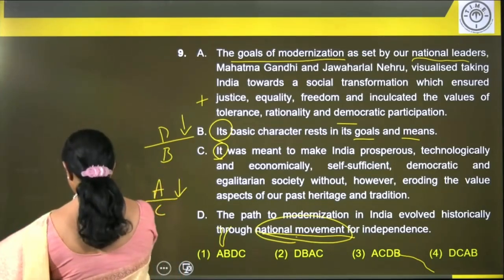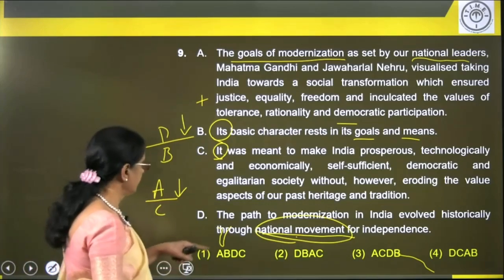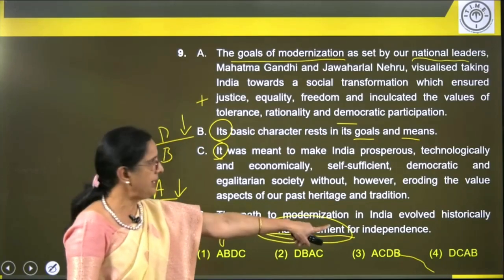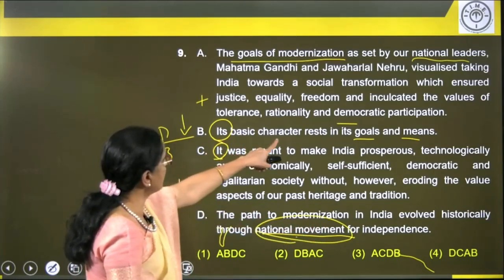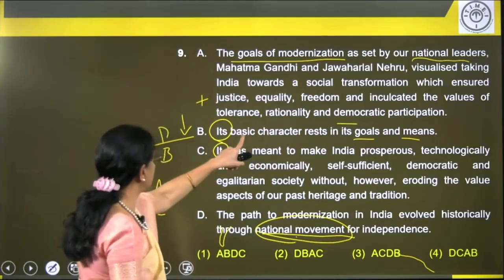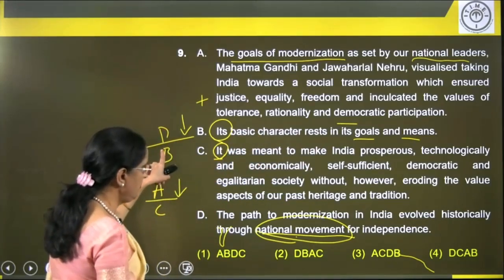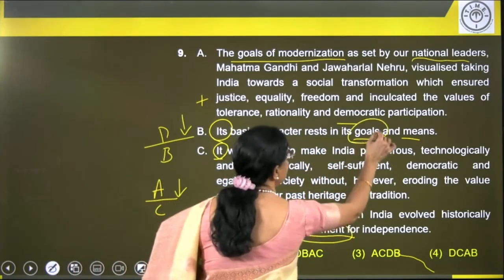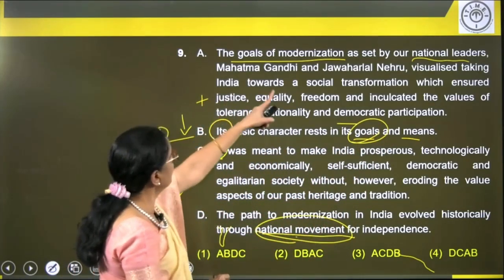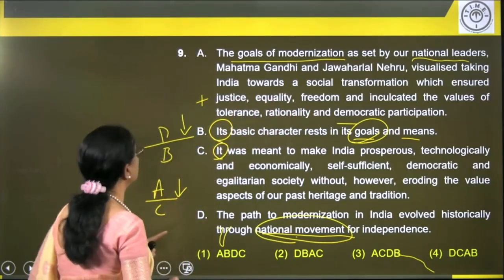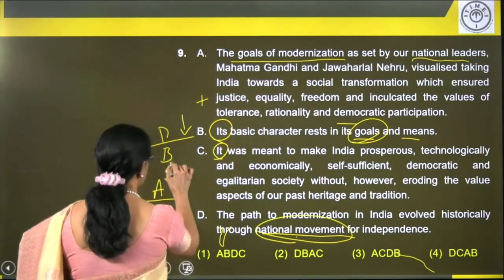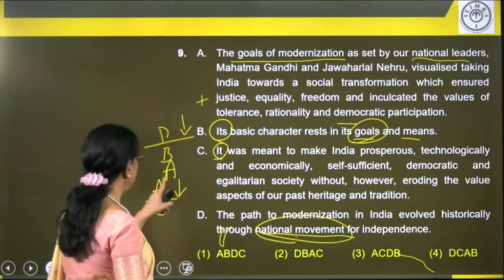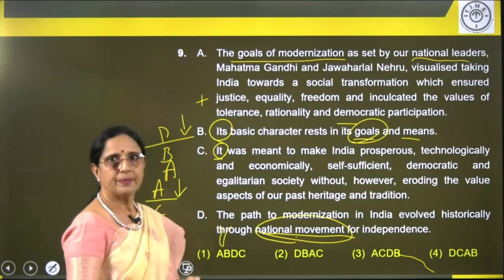This D is wrong. Let's look at it again. Alright. So, the path is national movement for independence. Its basic character rests in its goals and means. Alright? Okay, so it is DB. Okay, and after that, careful. Goals and means. Okay, the goals of modernization set this and so on. DBA. Alright, and then it was meant to make India prosperous. AC. DBAC. What's the answer?